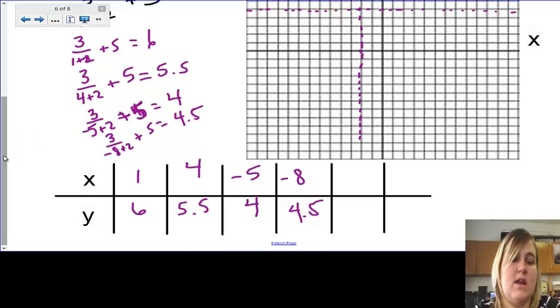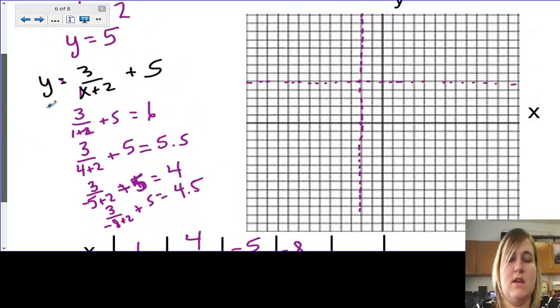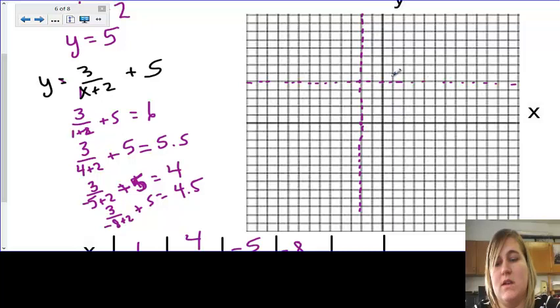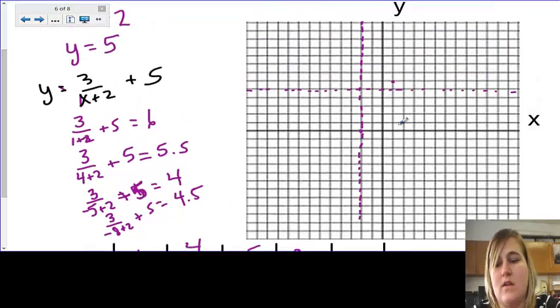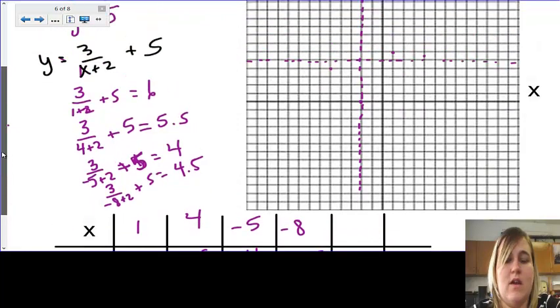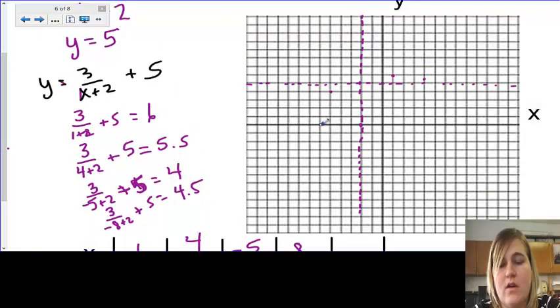So let's graph the points that I have here. 1, 6. So I'm going to go over 1, up 6, right there. The next one is at 4, 5.5. So over 4, 1, 2, 3, 4, up 5.5. So about here. Okay. The next one is at -5, 4. So if I go -5, whoops, 1, 2, 3, 4, 5, up 4, 1, 2, 3, 4. The next one is at -8, 4.5. So this was 5, 6, 7, 8, and then up 4.5.